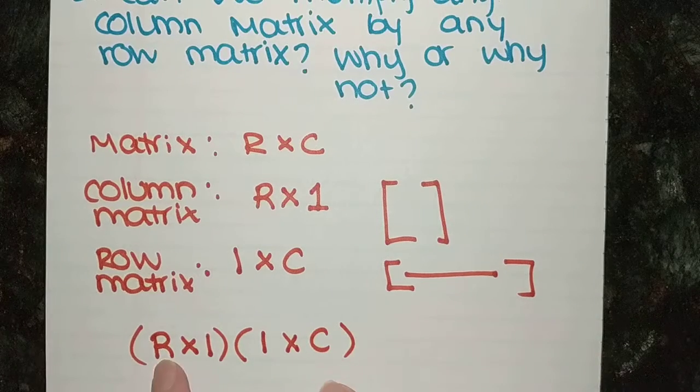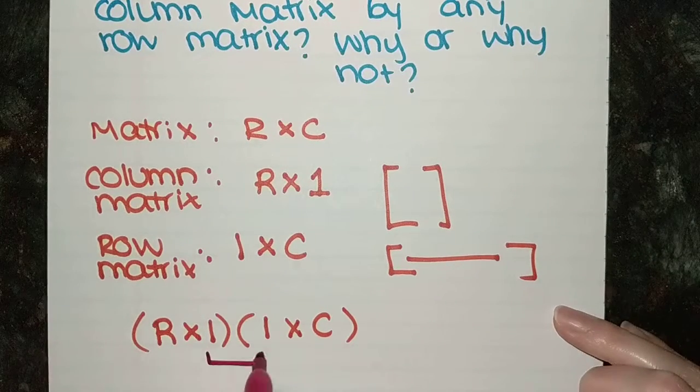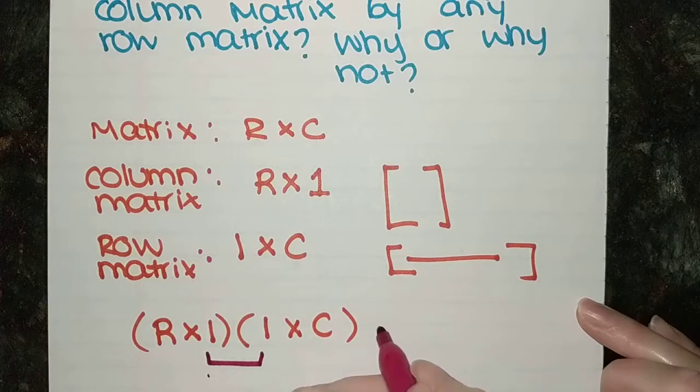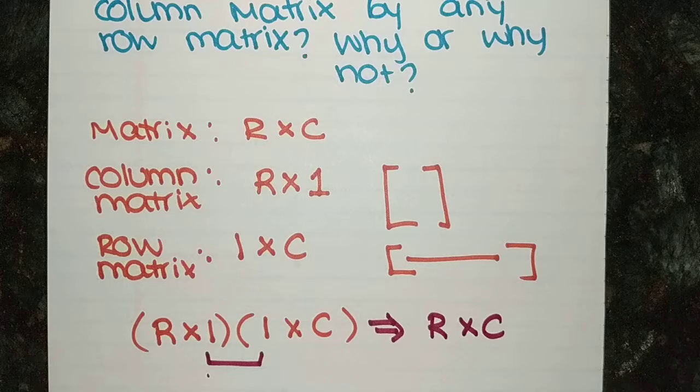It doesn't matter what R and C represent, because here again with multiplication, you have the same inner dimension. Because of that, it's going to result in an R by C matrix when you actually make that multiplication happen.